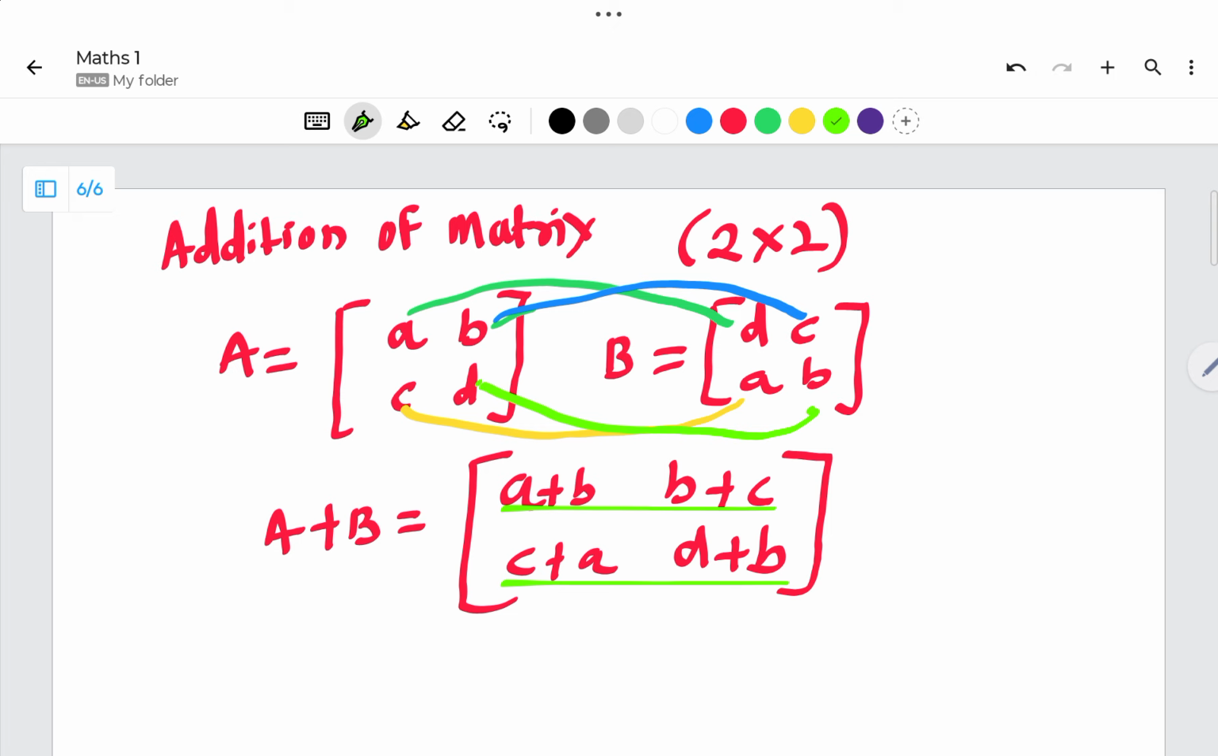So this is how we can add matrices of the same order. These two matrices are of the same size. You can see 2 into 2, and this is also a 2 into 2 matrix. Then only we can add.